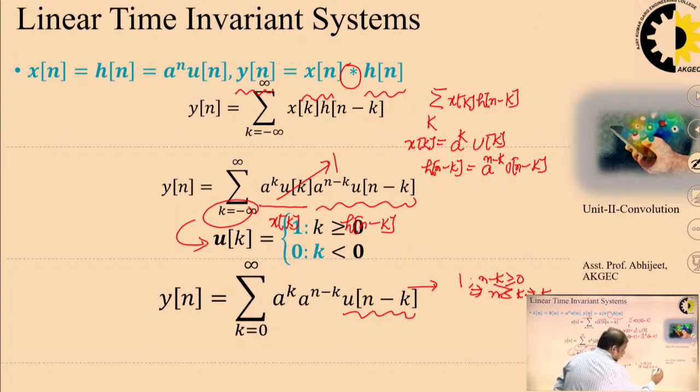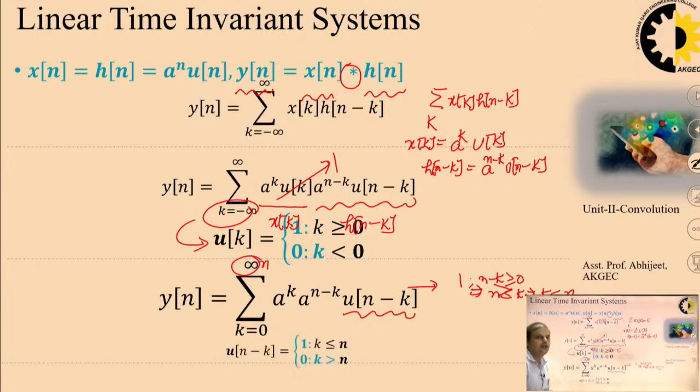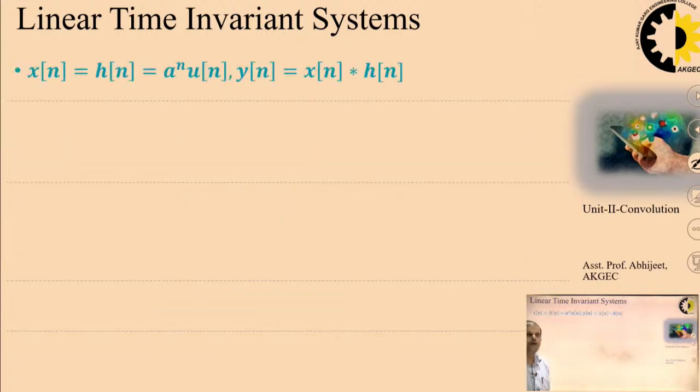This will be greater than, and this will be smaller than n. K will be smaller than n. So basically what I am saying is that the upper limit infinity can be changed to n only, so that u of n minus k will be 1 when k is less than or equal to n. So if the variable of summation is k, the upper limit of k can be not infinity, it can be kept to n. So we change the upper limit to n, and in that case u of n minus k also becomes 1.